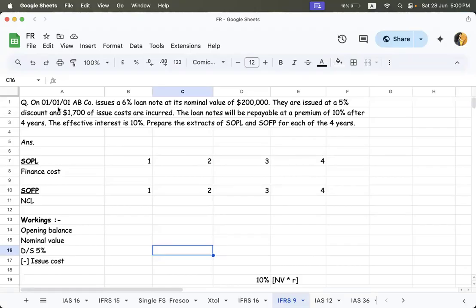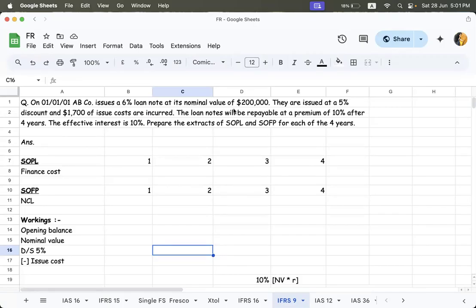So it is 1st January 2001. AB company issues a 6% loan note at its nominal value of 200,000. They are issued at a 5% discount. So this is the loan note we are talking about. Clear?